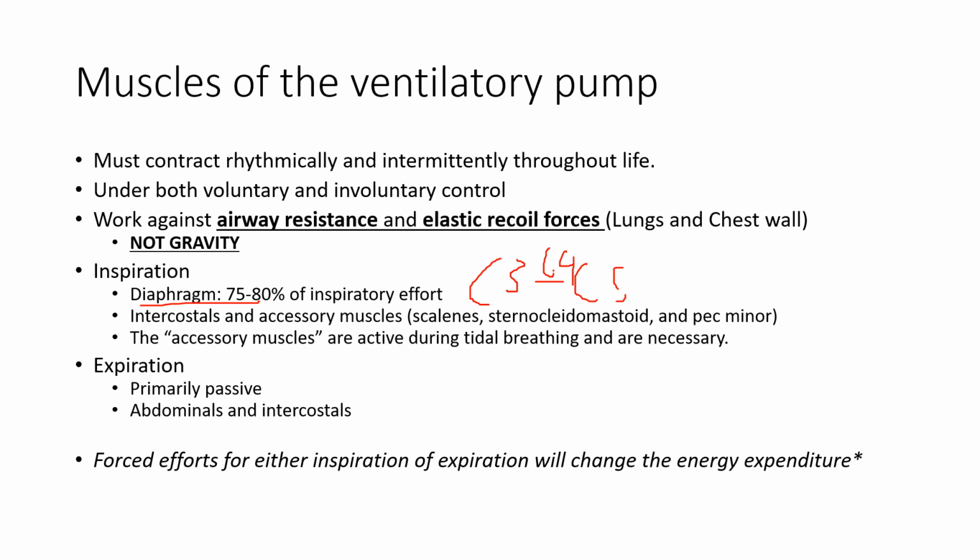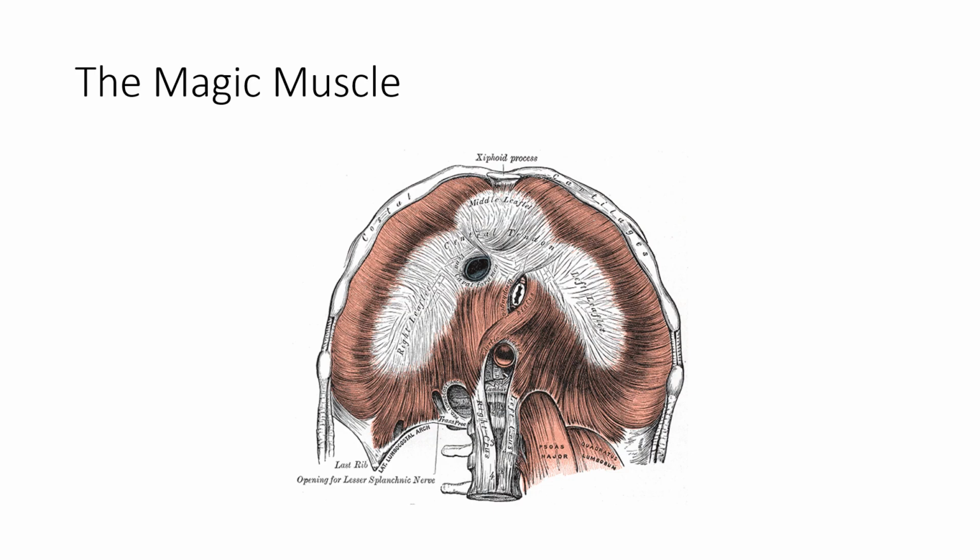Now, forced efforts, of inspiration or expiration, a classic example of expiration being a forced effort would be coughing, or hyperventilating, or breathing faster during exercise. Now, obviously, the abdominals, intercostals, and other muscles will kick in, and these force relationships will be a little bit different. But at rest, the diaphragm's primarily the muscle involved for inspiration, and again, expiration being passive. And again, I really think this muscle is pretty cool.